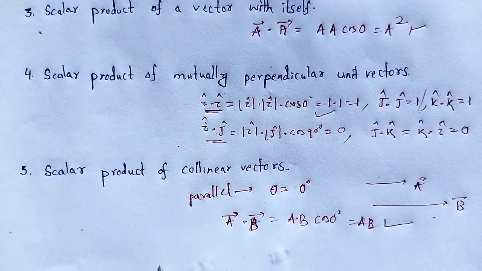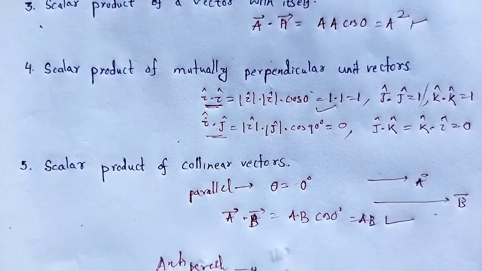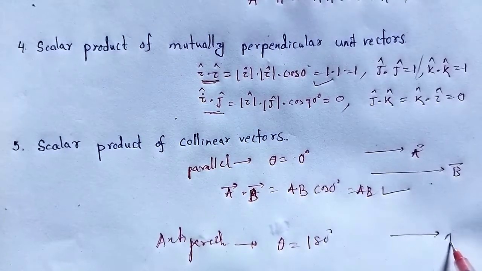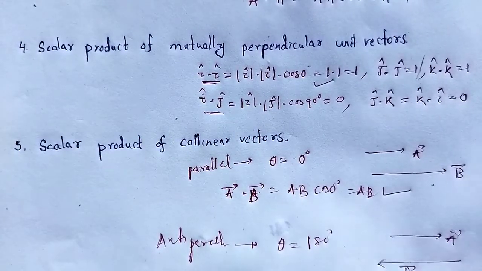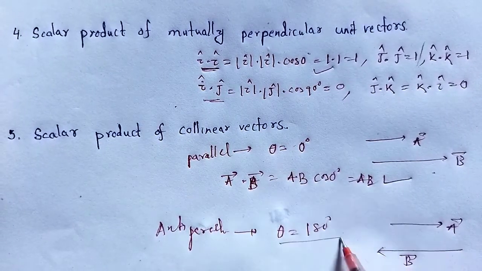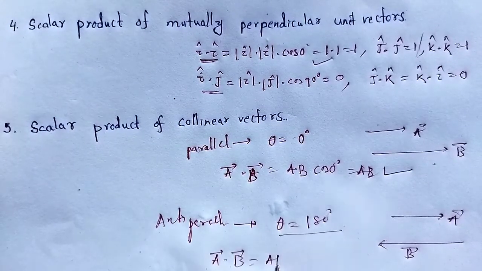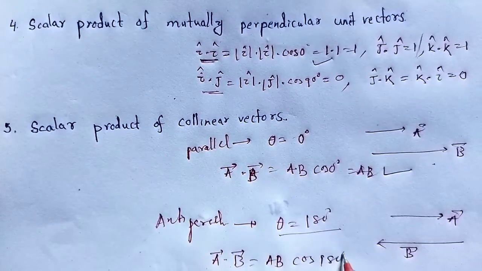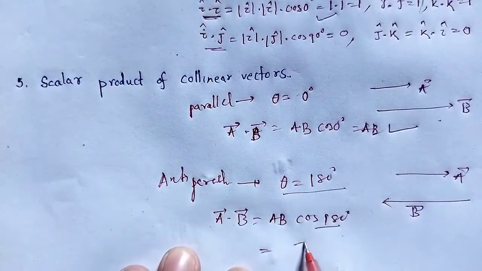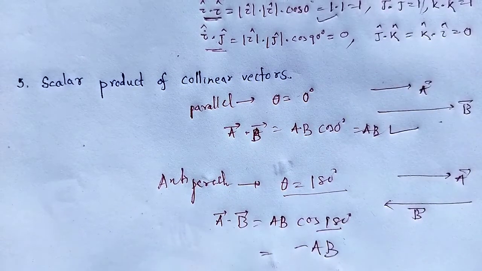In case of the anti-parallel condition, theta is equal to 180 degrees. This is vector A and this is vector B. The direction of vector B is just opposite, and the angle is 180 degrees. We can write A dot B equal to AB cos 180. Cos 180 is minus 1, so it is equal to minus AB. That is the scalar product of collinear vectors.